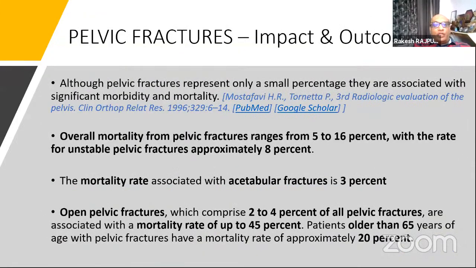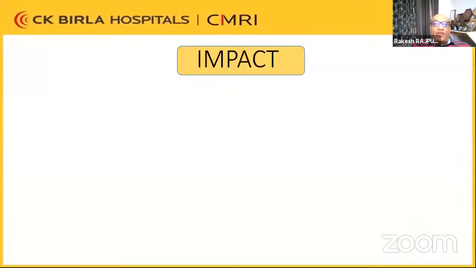Now, apart from the actual mortality itself, you have to highlight the subset of these pelvic fractures which are open, where mortality rates rise close to 45%, sometimes even 50%. So that's a huge, huge risk from being a closed fracture to becoming an open fracture. Again, in an elderly population, the chance of mortality is 20%. So think, if you are elderly with an open fracture, what chance of survival do you really have?